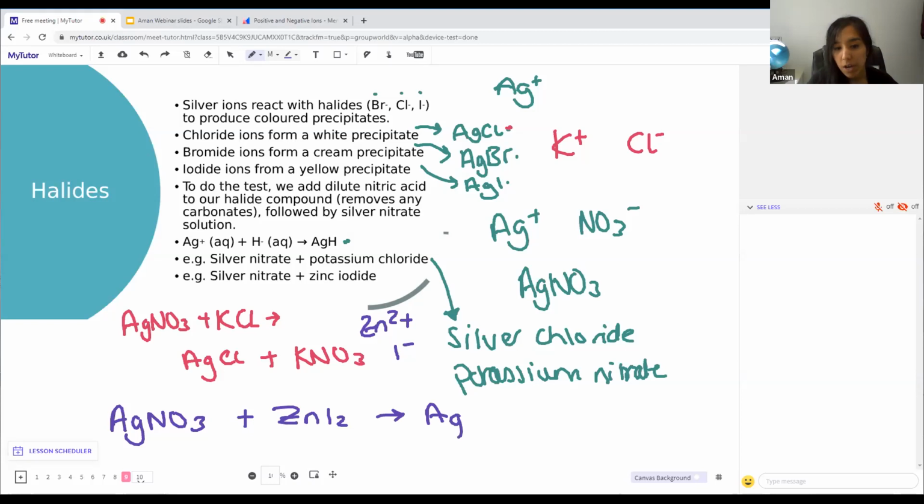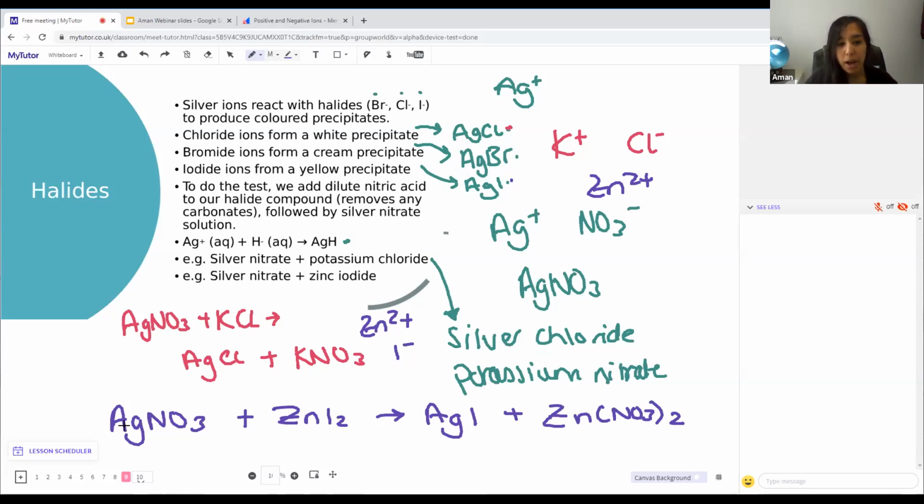So AgI, which is just here. And then your zinc nitrate. So nitrate is NO3-, whereas zinc is 2+. So again, when they react together, we need 2 nitrates for every 1 zinc. And that's because zinc needs 2 electrons, whereas nitrate only has 1 to give. So it's ZnNO3, like so. So we do need to balance this out then.